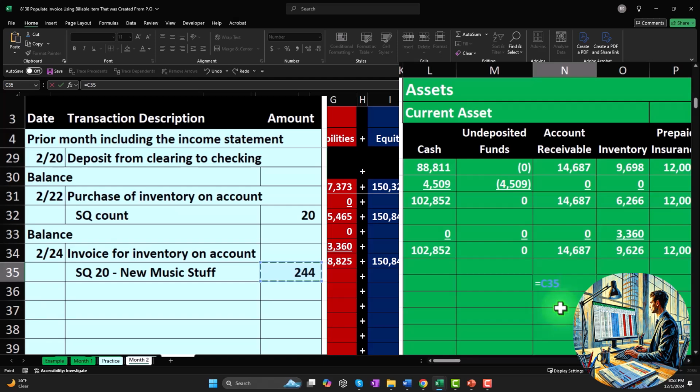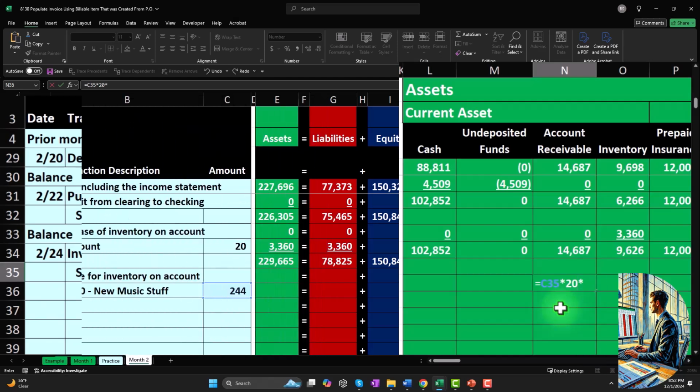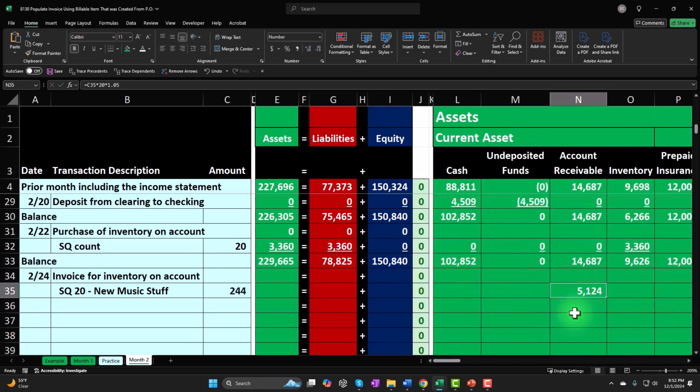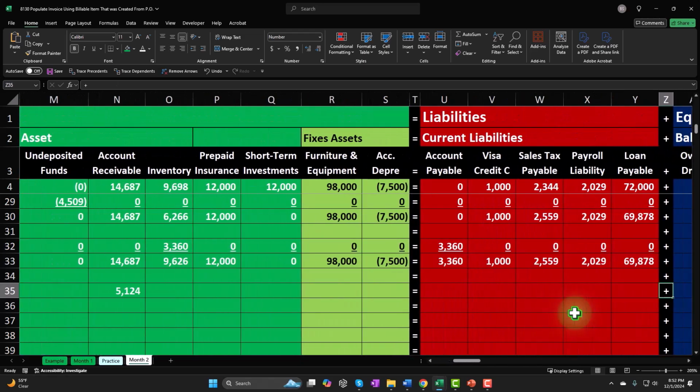All right. So we're going to take that times 20. We're then going to have the sales tax, which is 5%, we're going to imagine. So I'm going to multiply it times 1.05, 100% plus 5%, 105%, or 1.05 in decimal format. That means we need to collect $5,124 for the sales plus the sales tax that we have to pay to the government.